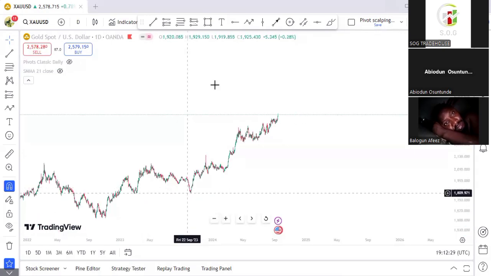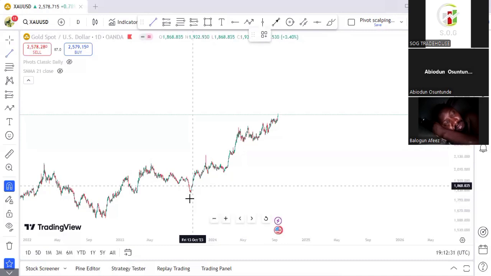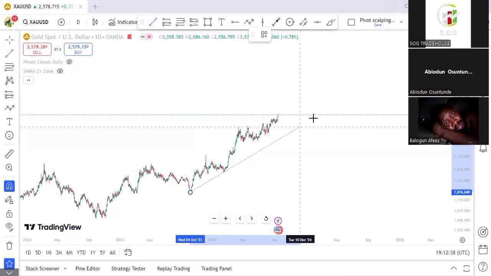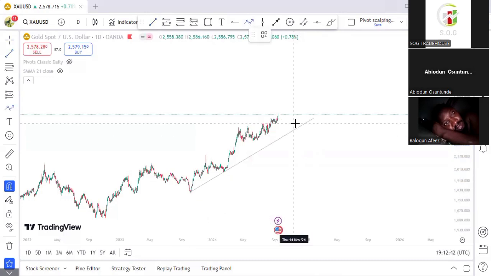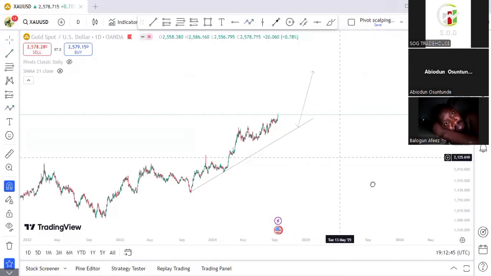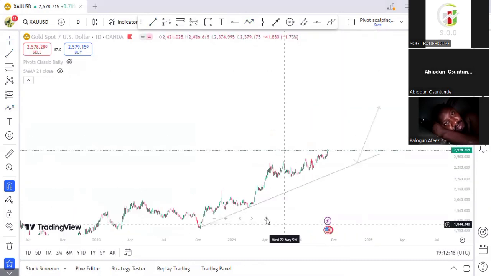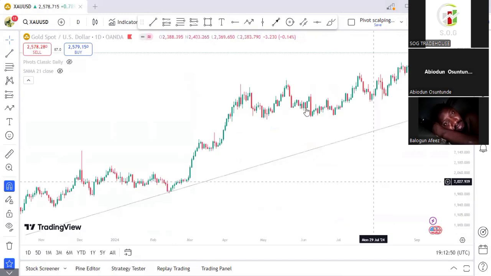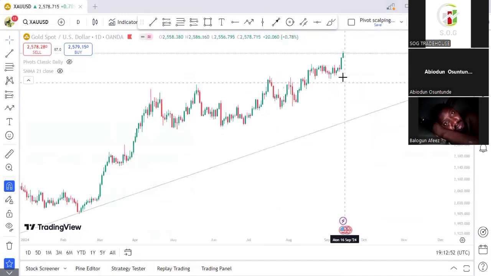So on this current market structure, we can see this low here. There's a low here. First touch, second touch. And what are we waiting for? We are waiting for gold to retrace back to this trend line and give us the third touch of this trend line to take the move to the upside. But as you can see, we trade what we see, not what we think. So this is what gold is doing currently.